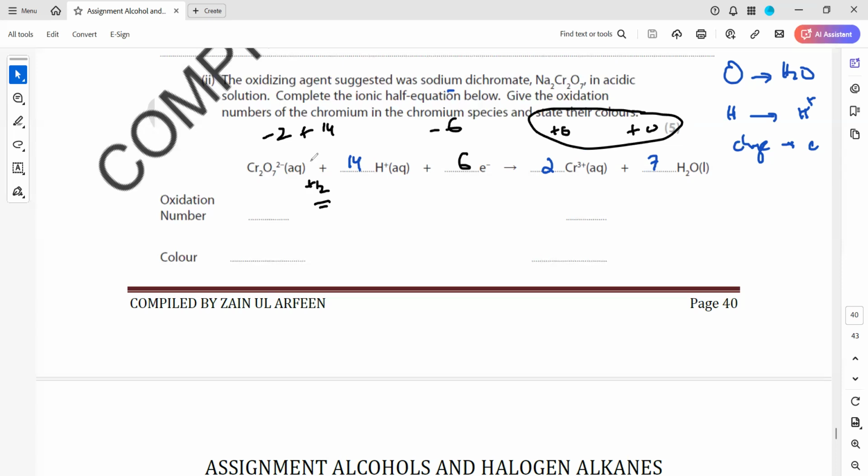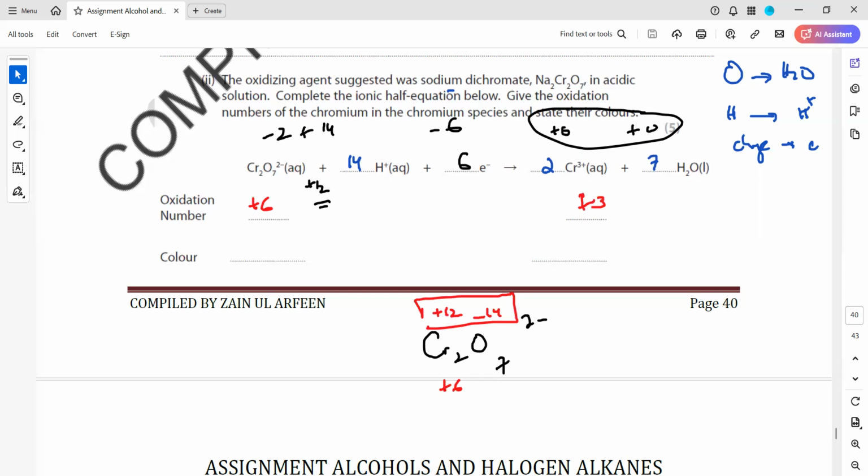Then the oxidation numbers. The oxidation number of chromium in Cr2O7 with a charge of negative 2. So it is Cr2O7 with a charge 2 minus, each oxygen is minus 2. So 7 will be negative 14. So the chromium should be plus 12 total. But because 2 are plus 12, 1 will be plus 6. So here the oxidation number should be plus 6. And here the charge on the ion is the same as the oxidation number. So the oxidation number will be plus 3.